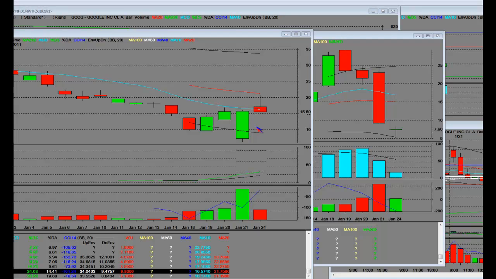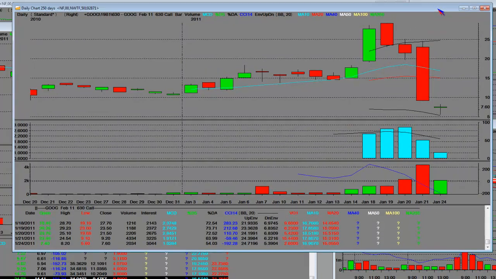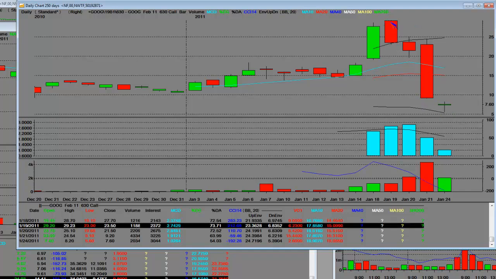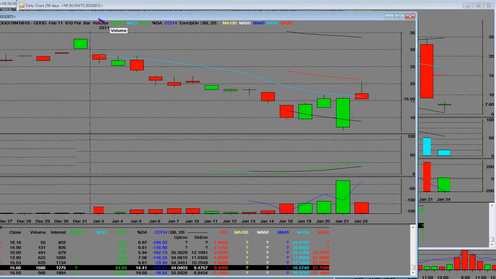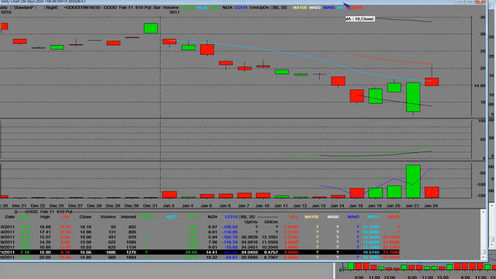SMF MMTs. What we're going to show here, and I have it in the video, is we're going to start right here. We're going to start with the Google $630 call, how deflated that contract is. The high of the contract was 29.23 right here. On the other side of it, the 610 put, the lows of the 610 put were right here.